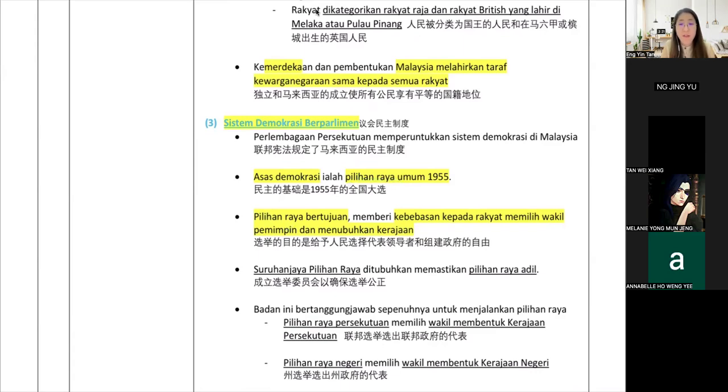The purpose of this pilihan raya is to let the people vote, choose your leader, and form a government. That's the reason why we have the SPR. This organization is responsible for organizing the pilihan raya. So we have two types of pilihan raya today: persekutuan and negeri. Everybody, you clear?